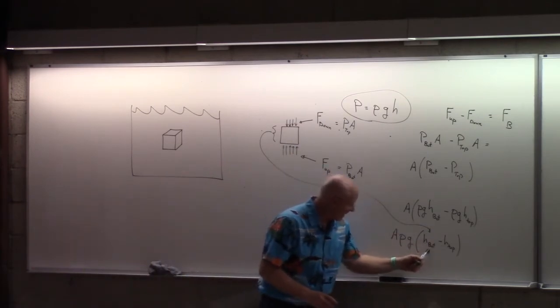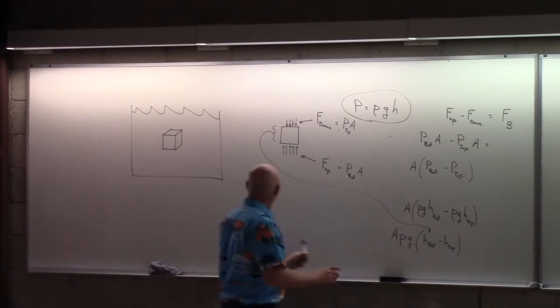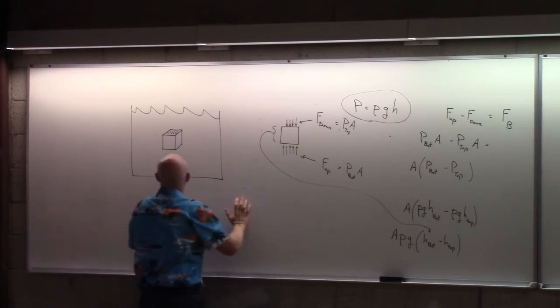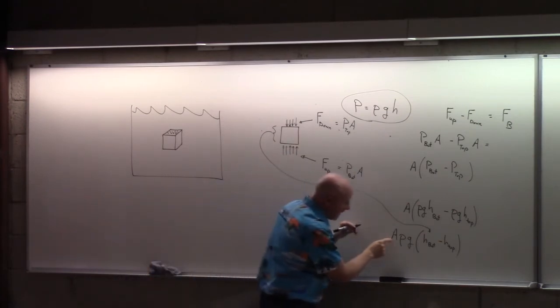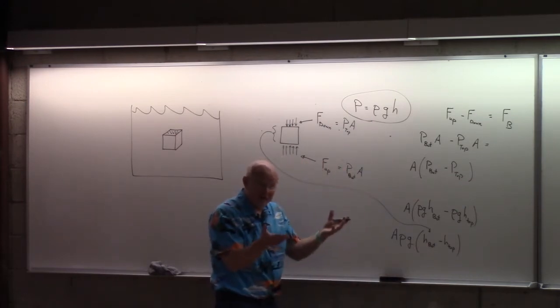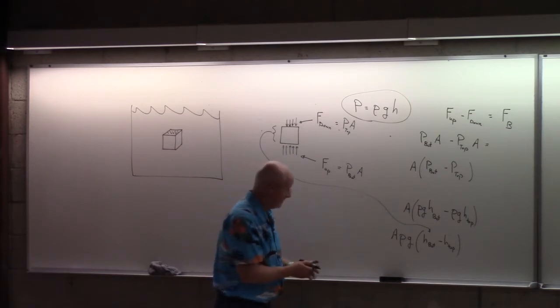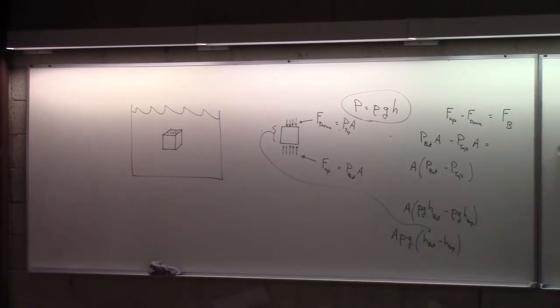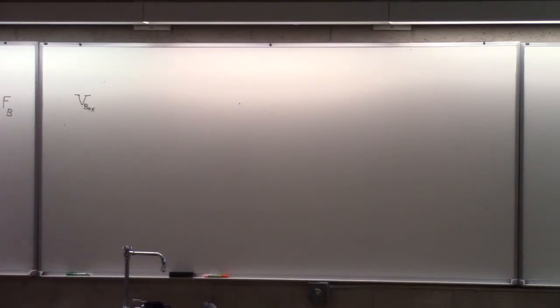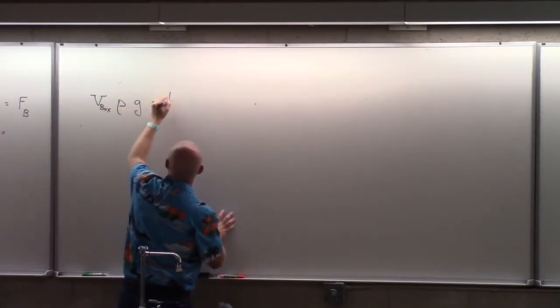And I'll do you one better. If that's the height of the box and you multiply it by this area, that area is this right here, because this is where the pressure was pushing down. So if I take this area and I multiply it by this difference, isn't that the volume of the box? And so let me write this as the volume of the box. So I'll put volume of the box by putting this and this together. And then I will say density, and then I will say g. Now remember, this is equal to the buoyant force.